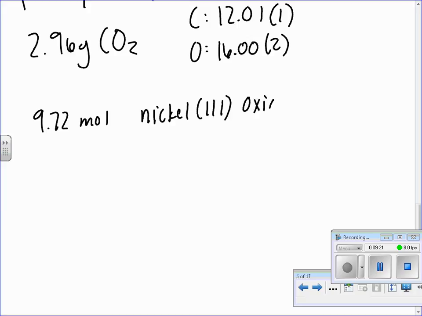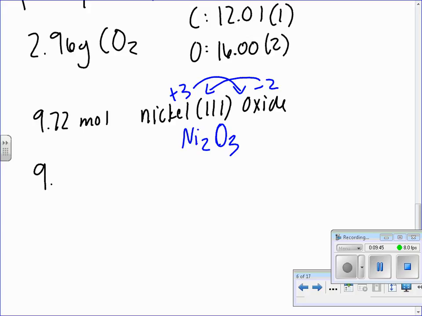Nickel 3 oxide would be +3 and -2, and then we're going to switch these. So we'd have 2 nickels, 3 oxygens, and that's our formula.